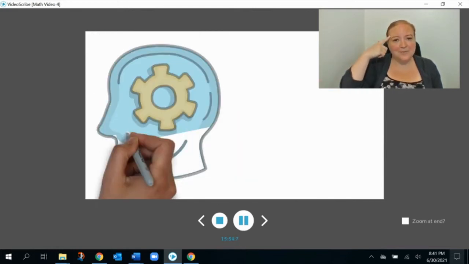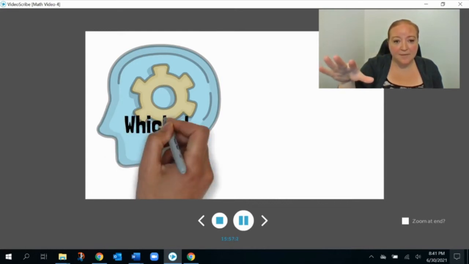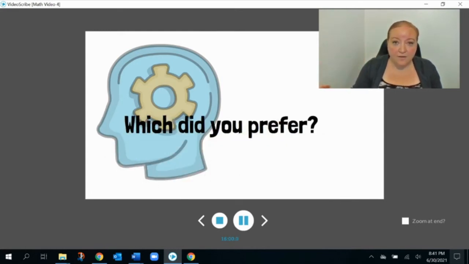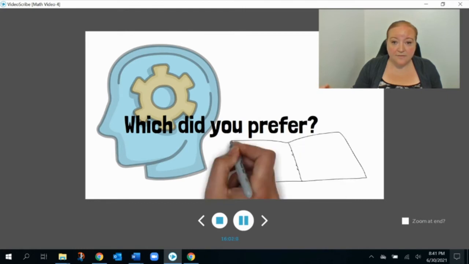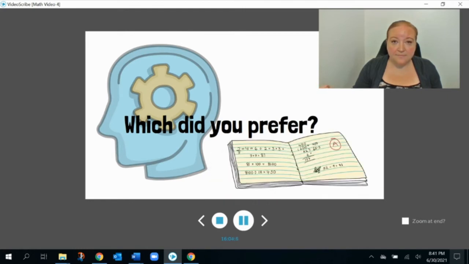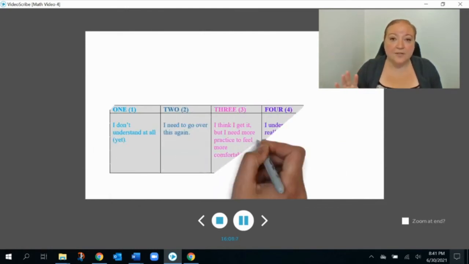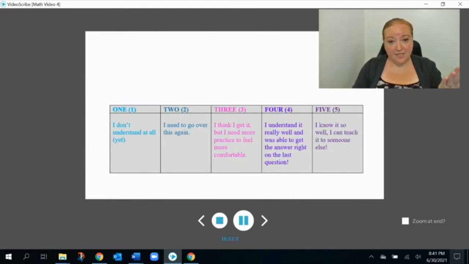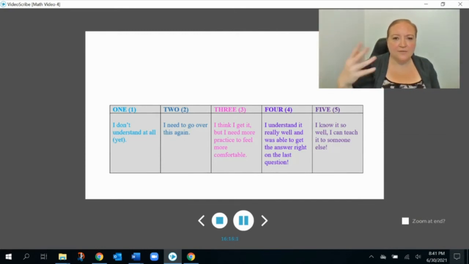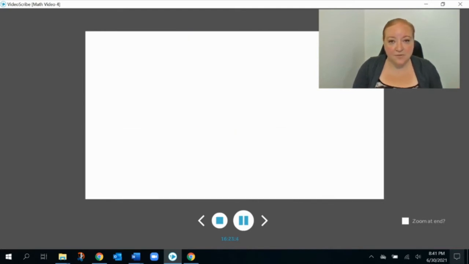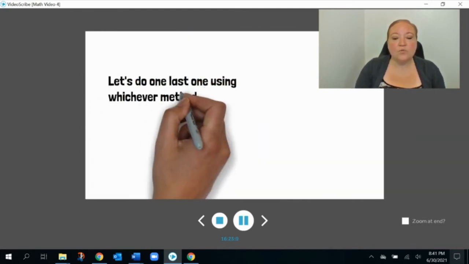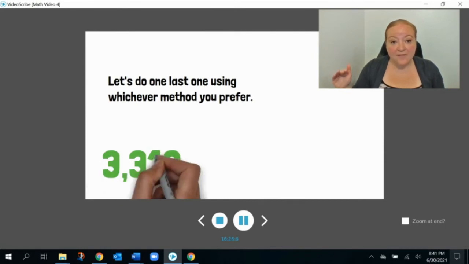Okay, so people's brains work differently. I want you to think about which you preferred. All right, now that you thought about which you prefer, I want you to rate your understanding. Remember, 1 is you don't understand at all, 5 is you can teach it to somebody, and then in between there. A lot of you should be at 3, 4s, or 5. Some of you might still be in the 1s and 2s, and I highly recommend you go back and watch the videos, okay?